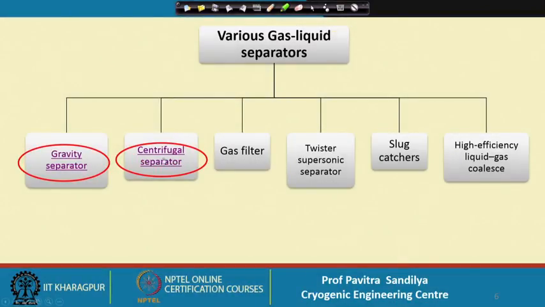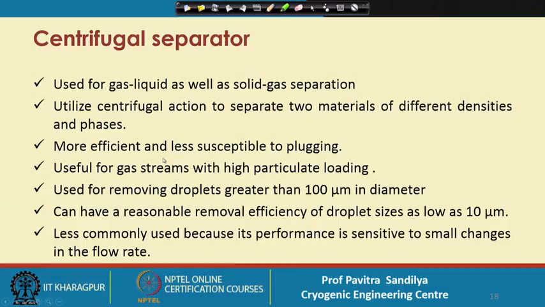Now we shall be looking into the centrifugal separator. These kinds of separators are used for gas liquid as well as for solid gas separation, and perhaps we are aware of such separators which are commonly used for de-dusting the air in our day-to-day life. So these use the centrifugal action to separate two materials of different densities and phases.